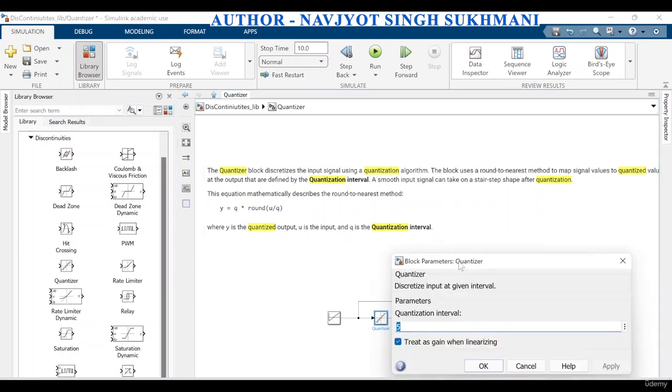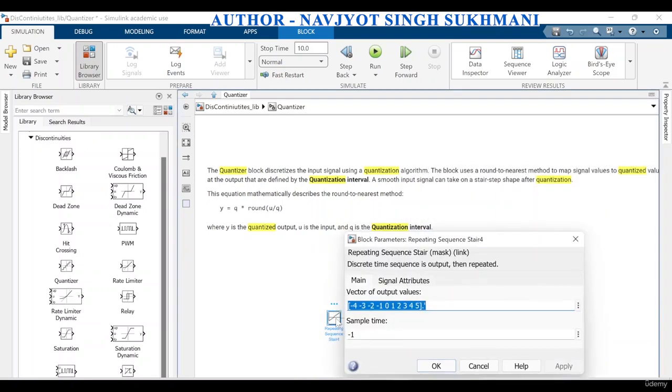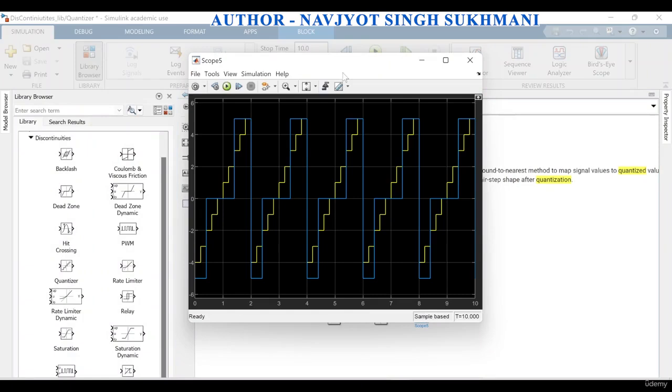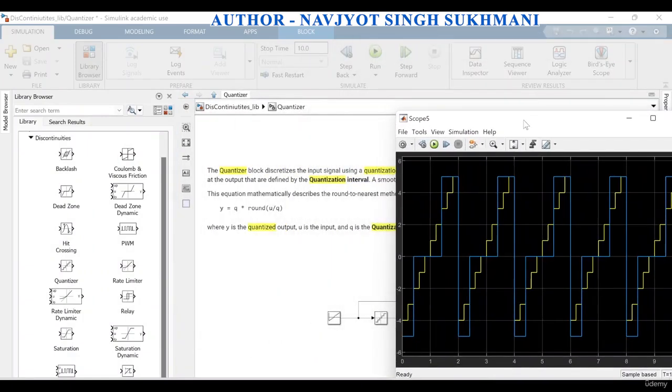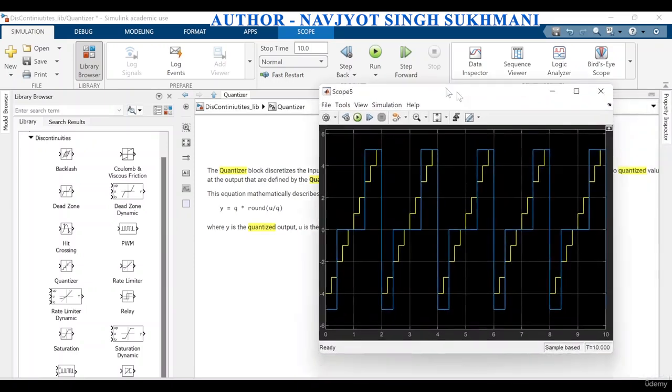So if I open this, you can see this is a discretized input being given. Here I have given a quantization interval of 5, and the repeating sequence from -4 to 5. If I simulate here, you can see my inputs are quantized in this way. My inputs start from -4, but they take one range, and another interval is the next one, and it's divided in that way.